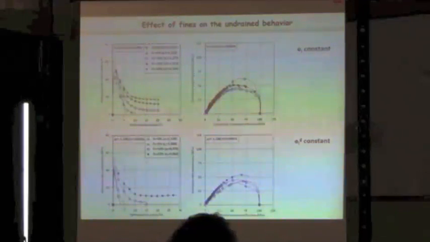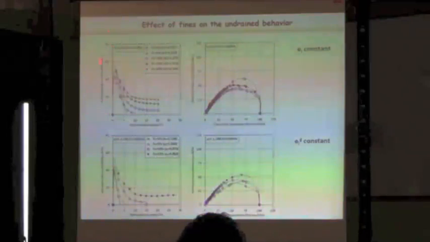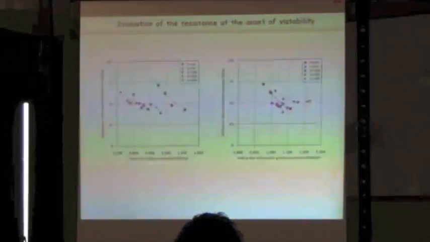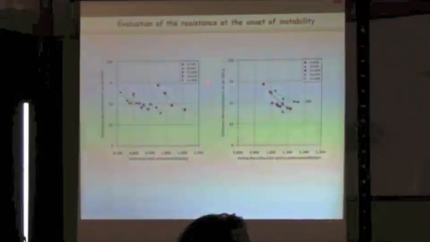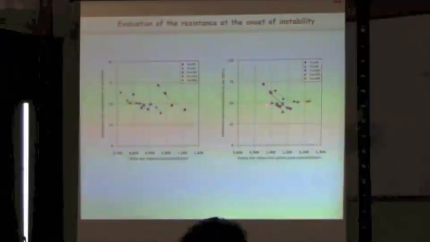Concerning the evaluation of the shear resistance at the peak strength, we presented these parameters versus the post-consolidation global void ratio and the post-consolidation intergrain void ratio. We see here that the shear resistance at the peak decreases with the fine content. Conversely here, the shear resistance at the peak decreases until 5% of fine content and then starts to increase.